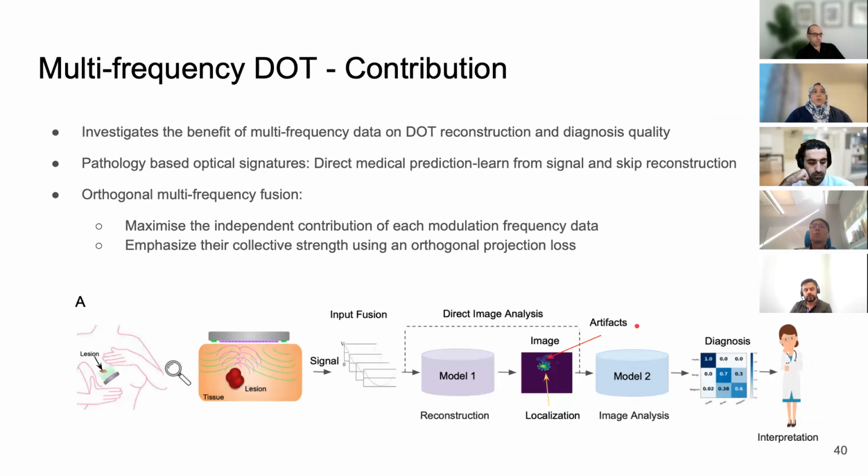So to do this, we investigate the benefit of multi-frequency data on diffuse optical tomography reconstruction and diagnosis quality. An orthogonal multi-frequency fusion is adopted, with the aim to maximize the interdependent contribution of each modulation frequency data and emphasize their collective strength using orthogonal projection laws. We also assess direct medical prediction, learning the diagnosis directly from the sensor data and skipping reconstruction.